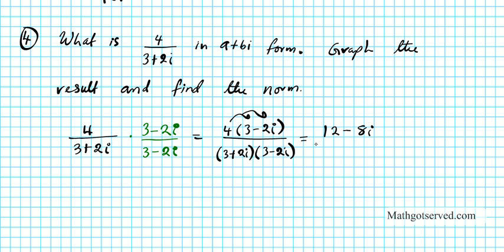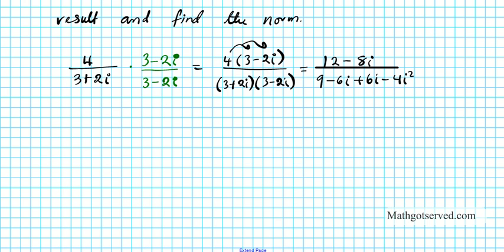So what I'm going to do is multiply the 3's first. So 3 times 3 is 9. 3 times negative 2 is negative 6i. Positive 2i times 3 is plus 6i. And then positive 2 times negative 2i is minus 4i squared. Remember, i times i is i squared. Okay? So let's simplify that.